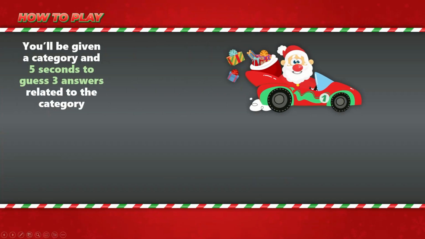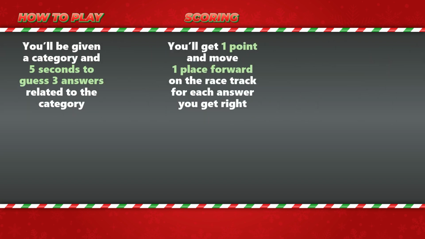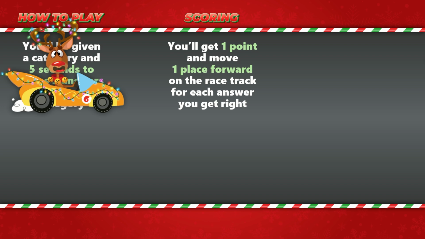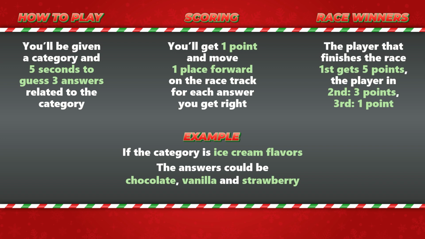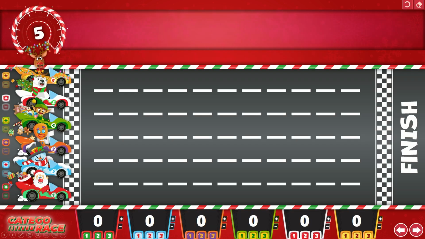The game starts with instructions on how to play. You'll be given a category and 5 seconds to guess 3 answers related to that category. You'll get 1 point and move 1 place forward on the racetrack for each answer you get right, up to a max of 3 points per turn. When a player finishes a race, they will win 5 bonus points, and the player or players in second will get 3 points and third 1 point. The instructions also share an example to give players an idea of how the game is played. Once you've gone over the instructions, click Let's Play to begin.